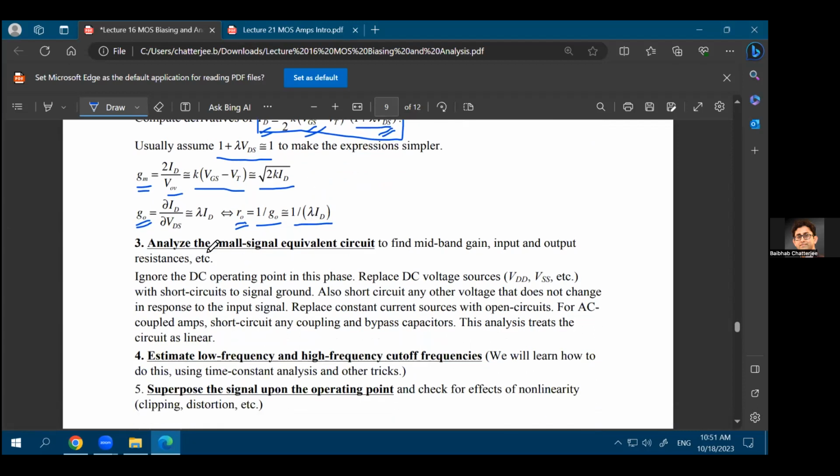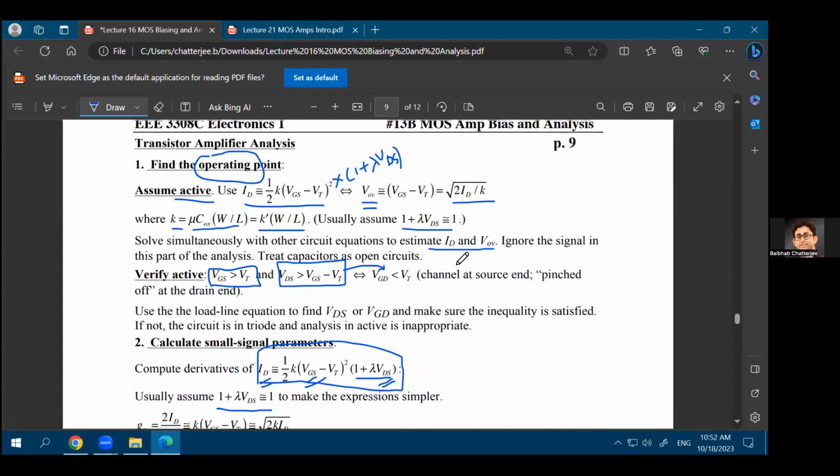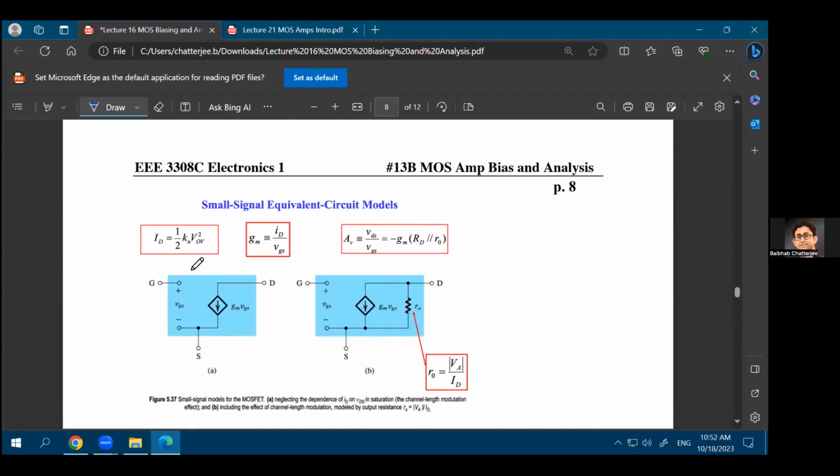Now, to find out the small signal gain, which we'll be discussing today, we'll be analyzing the small signal equivalent circuit, or the linear equivalent circuit, that you learned when you discussed your op-amps. We have also looked into what the small signal equivalent circuit is for the MOSFET as well, which was this one.